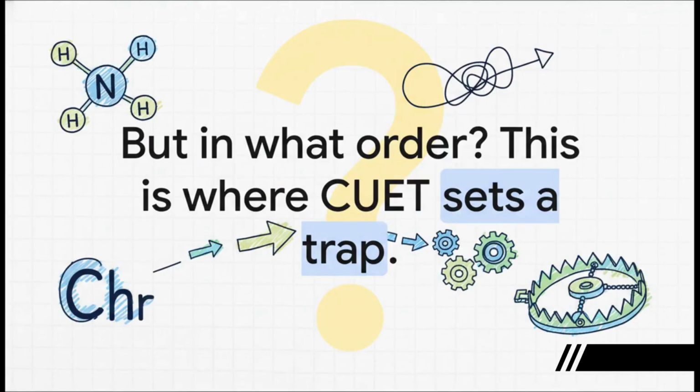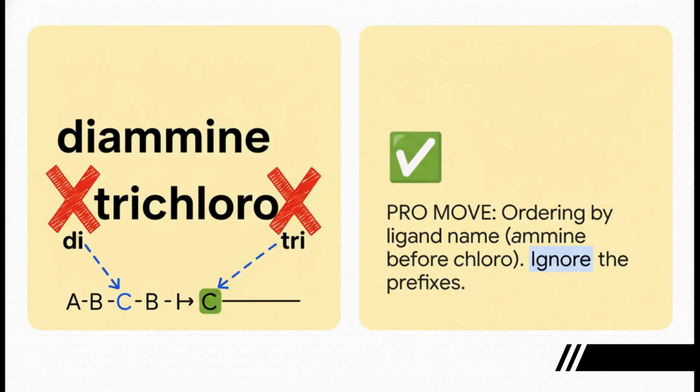But what if you got different kinds of ligands? Like, you have some amines and some chloros. Do you just write them down as you see them? No way. This is where the exam setters catch the people who are rushing. And this is the trap. Your brain sees di for 2 and tri for 3, and it wants to put D before T in the alphabet. That's what they want you to do.